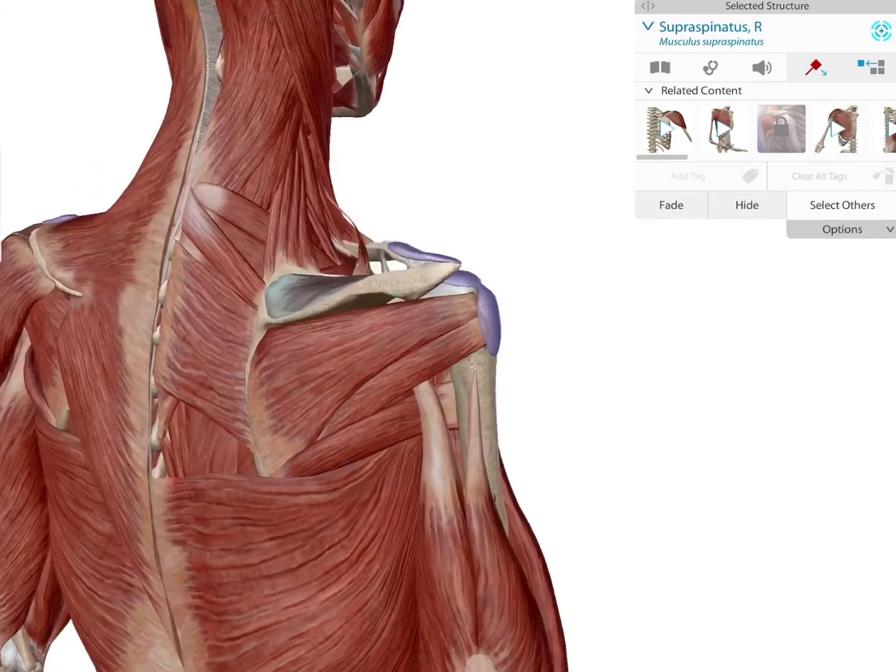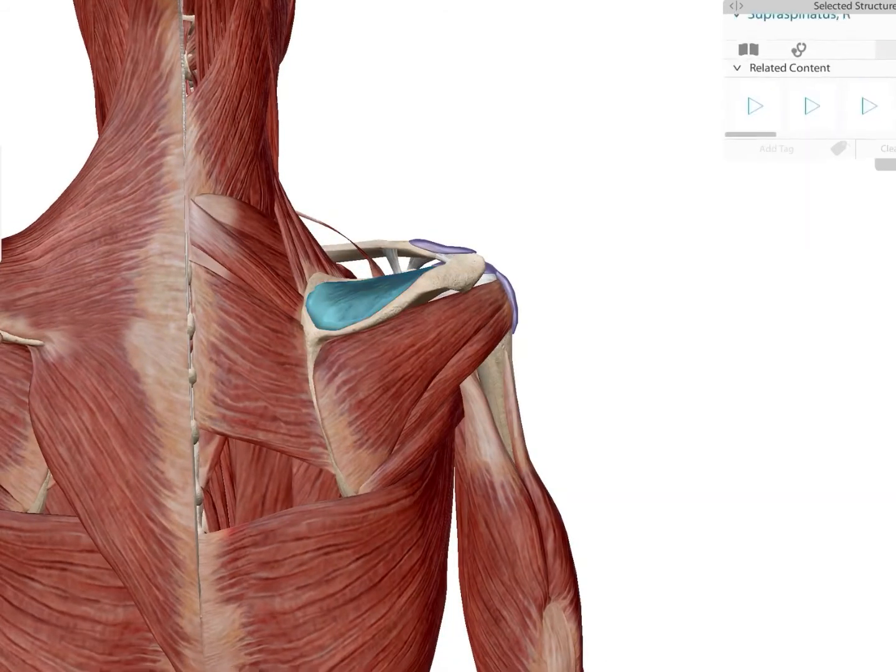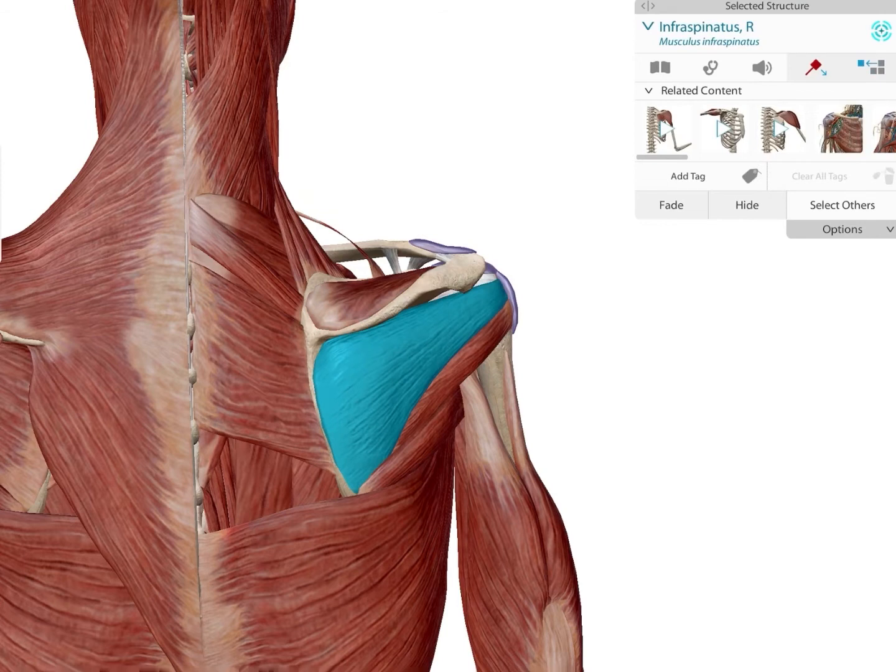Okay, the uppermost facet. Then let's talk about the infraspinatus. See where it's arising from? The infraspinous fossa, just like the supraspinatus arose from the supraspinous fossa.